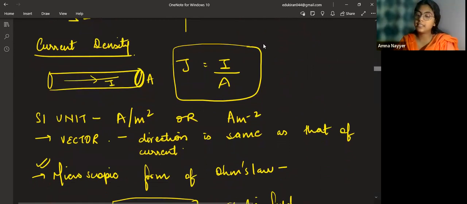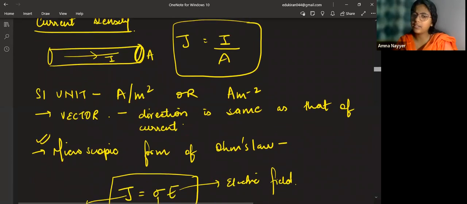Yes, current density is important. J is equal to I by A. This is current per unit area, whatever amount of current is flowing with respect to area. The SI unit: current is amperes, area is meter square, so it becomes ampere per meter square, and it's a vector quantity. Whichever direction of current you're taking, you should take the same for the current density.